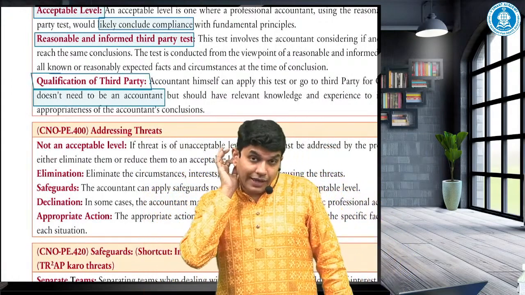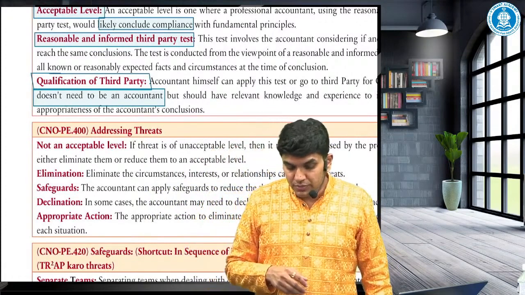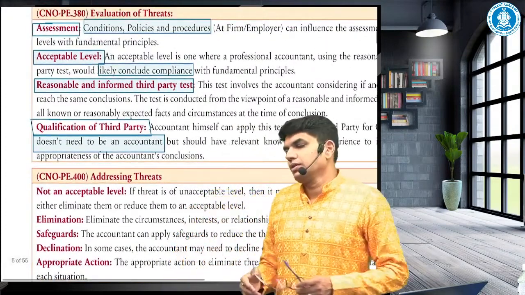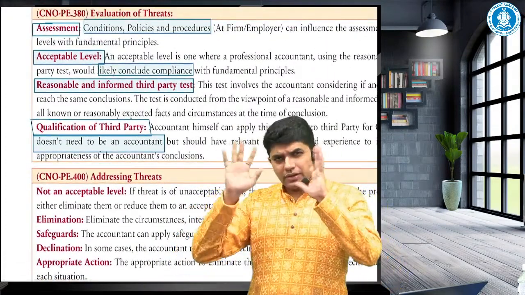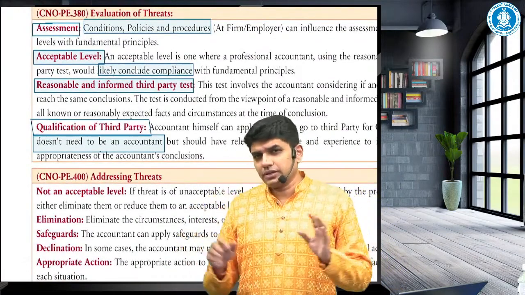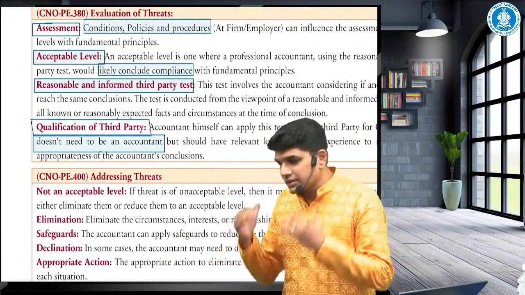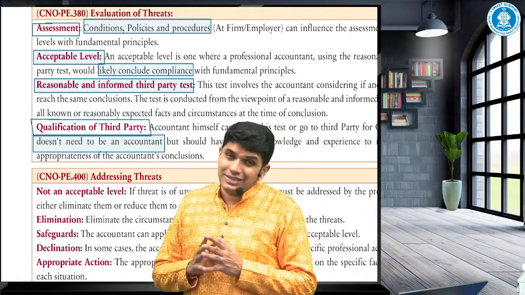A third party can be an IAS officer also. Very much possible. Let's freeze, guys. So if you come across a threat, you need to evaluate the threat. Step number one, we need to assess the level of the threat, what wrong things can happen.